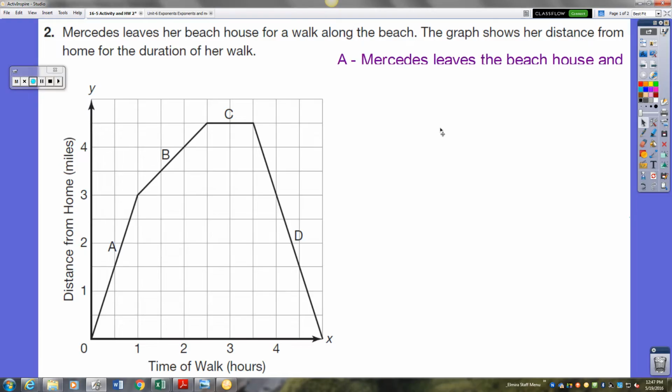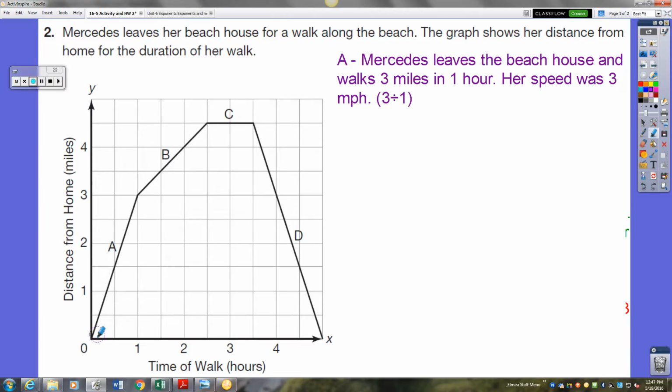So the first section is A right here, and Mercedes is traveling from her beach house. She leaves the beach house and she walks away from it. The distance is getting greater. She's getting a greater distance from home. So in that first hour, she walks 3 miles. So she leaves the beach house and walks 3 miles in 1 hour. The second sentence I'll write about this is that her speed is 3 miles an hour. So 3 divided by 1. How many miles divided by how many hours?